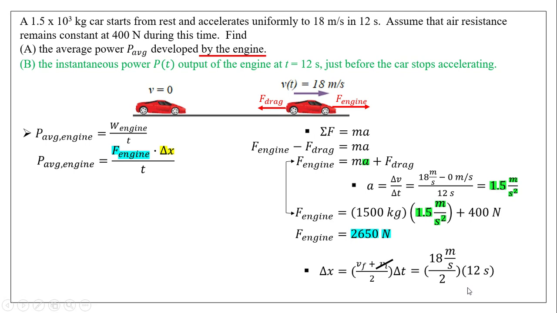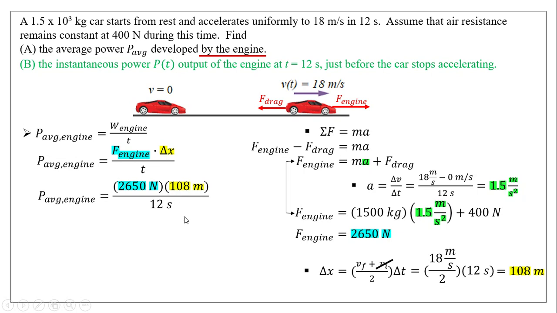So I'm just going to do a little plug and chug. VF is 18. 2 is part of the function. Delta t here is 12 seconds. So if you simplify it in your calculator, you should get about 108 meters. So I just found F and I just found delta X. Now I have everything. So I'm just going to go back to the left side of the screen here. F engine, I'm going to substitute it for 2,650 newtons. My displacement is 108. F engine is pointing right, and then also here the displacement is pointing right.